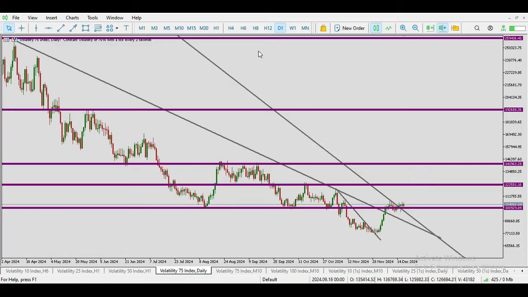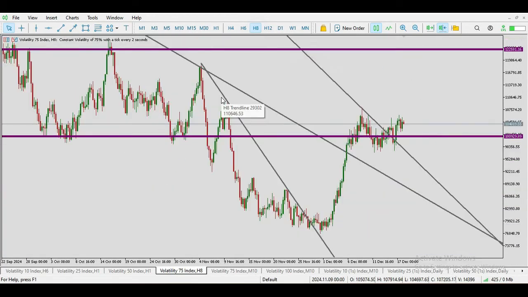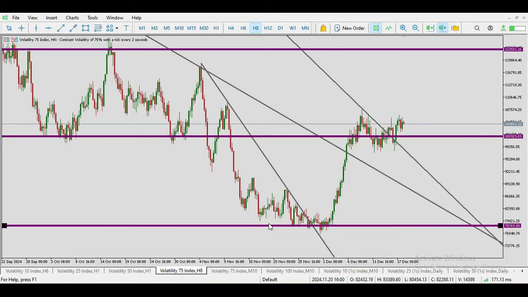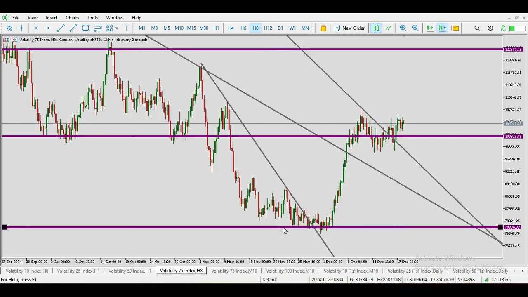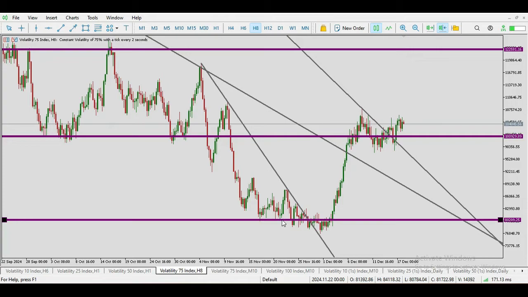Okay, we also will move to H8. So this is H8, right? All I can see here inside the H8 is this: price breaks out of this H8 trend line, then came back to it. So here already is our support. Somewhere around here is our support.